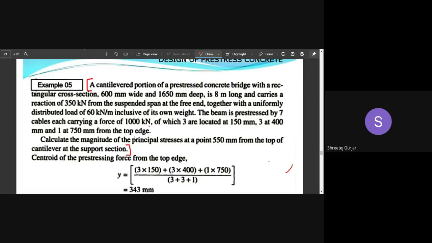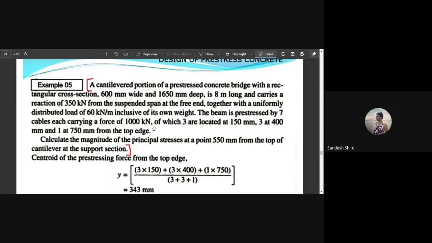Quickly, please, can anyone read the statement for me? A cantilevered portion of a pre-stressed concrete bridge with a rectangular cross-section 600 mm wide and 1650 mm deep is 8 meter long and carries a reaction of 350 kilonewton from the suspended span at the free end, together with a uniformly distributed load of 60 kilonewton per meter, inclusive of its own weight.